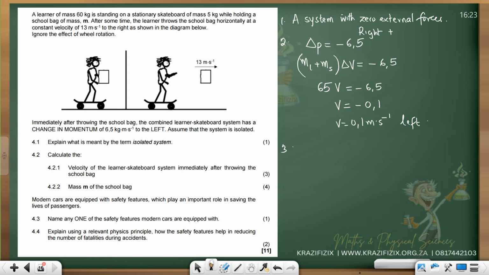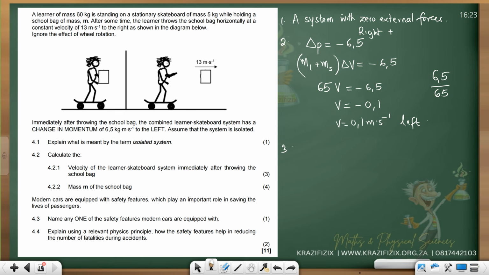Are you doing 65 over 6,5? Because it's 6,5 divided by 65. And that's what I did wrong. Yeah, okay, 0,1. Okay, good.